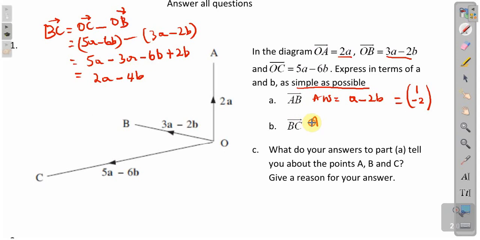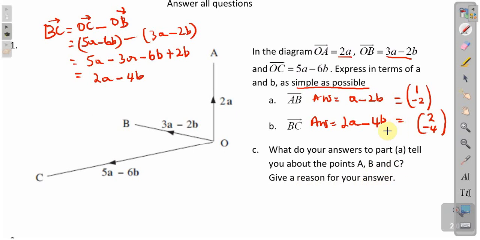Okay, so the answer for the vector BC is 2A minus 4B. Again, if the question were to ask to write this in column vector form, this will be (2, negative 4). Okay, now moving on to part C, what do your answers to part A tell you about the points A, B, and C? Give a reason for your answer.